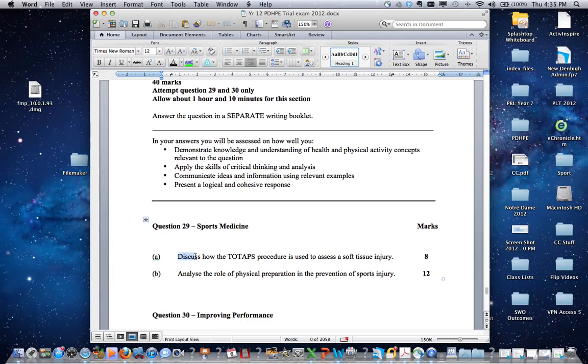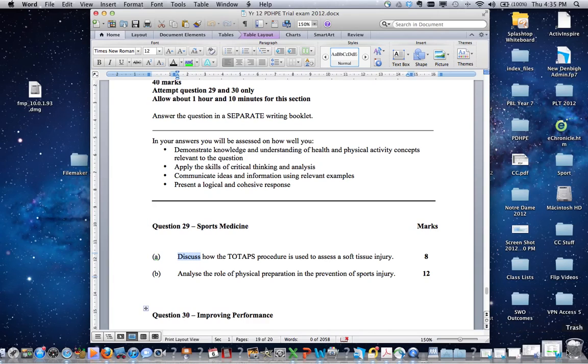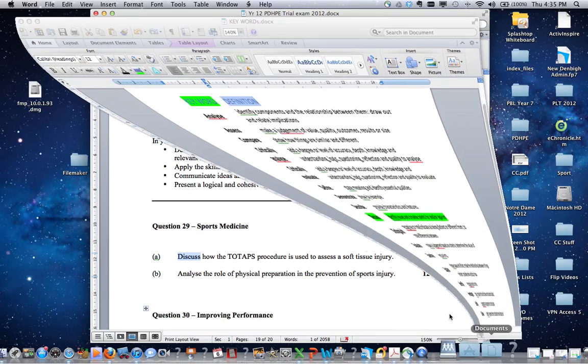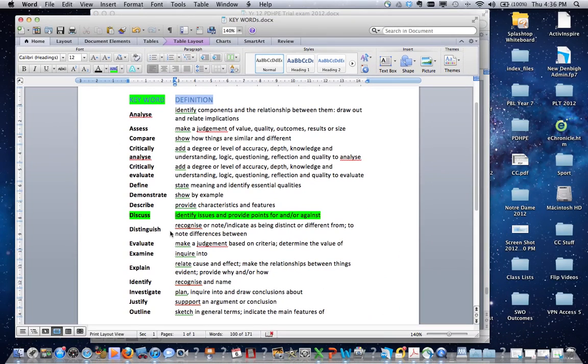Now we have a look at the key term, and it's discuss. The key words in terms of a discussion, what we're required to do in this discussion is to identify issues and provide points for and against.